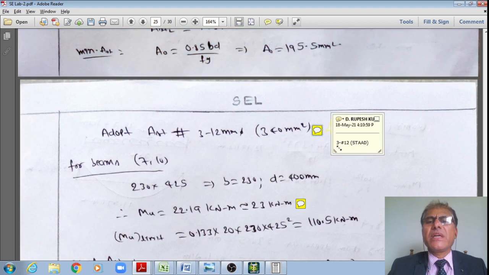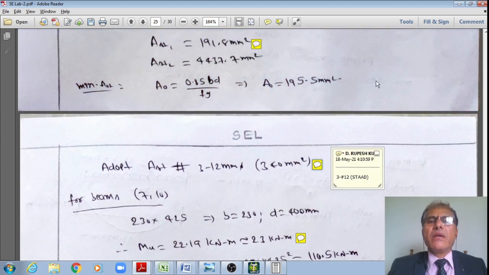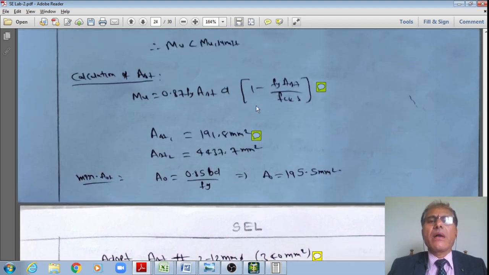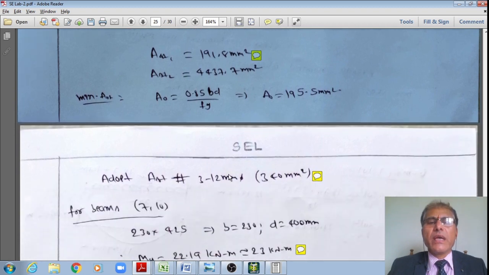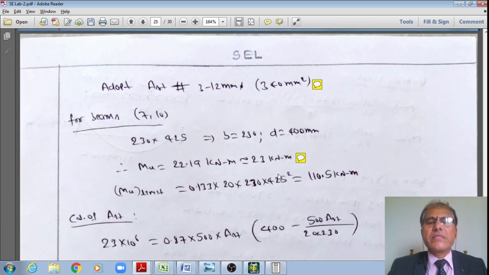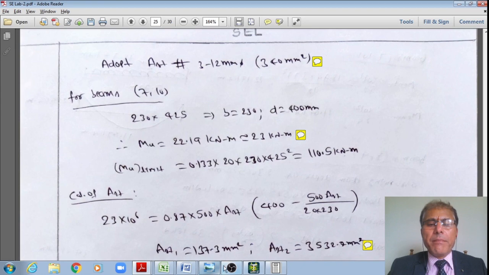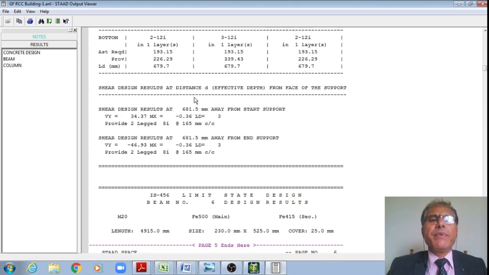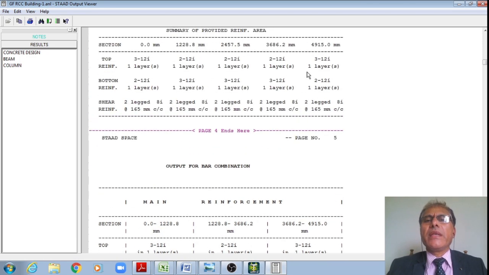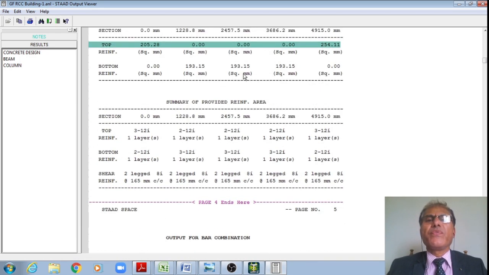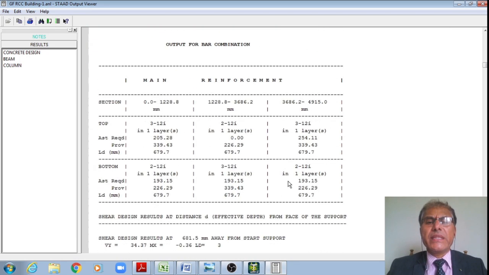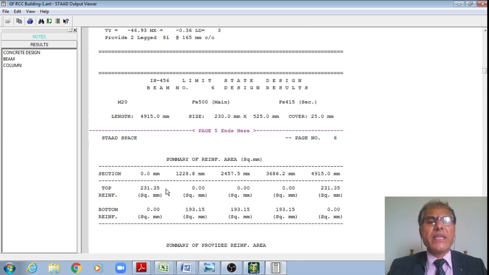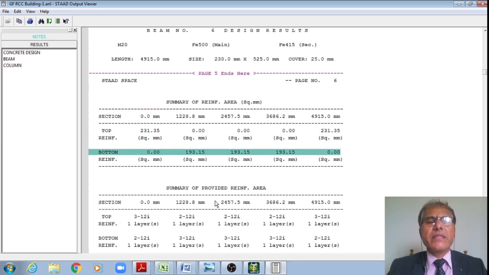Let us see what the output is for this three-span continuous beam. There I do have all these compared to the top STAAD. I am saying that for the first beam I am getting negative steel required equal to 254, positive steel required equal to 193, right? 254 and 193, whereas 231 and 193.